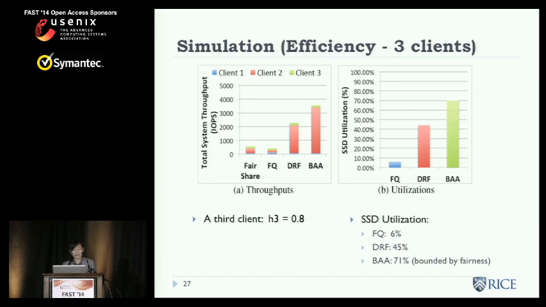And we should note that BAA does not always guarantee 100% utilization because in this example, to get higher utilization, you would violate the fairness properties like NV freedom. So actually, it's a trade-off between fairness and efficiency. Subject to all the fairness constraints, this is the best utilization we can get.